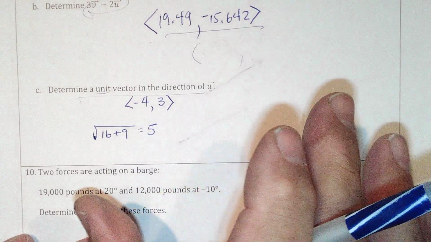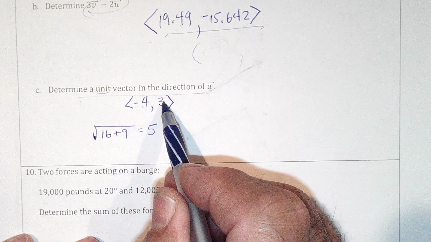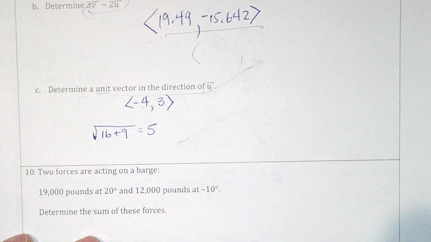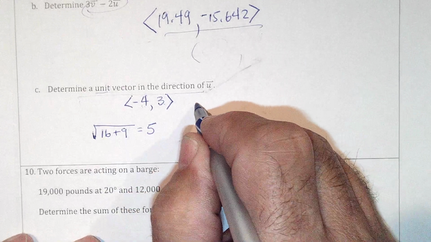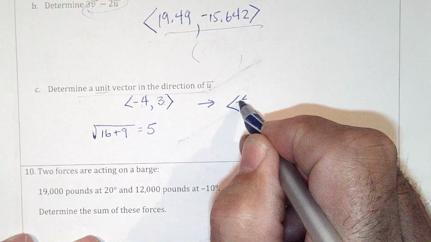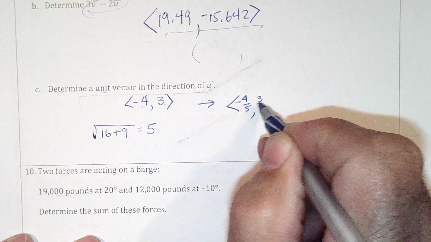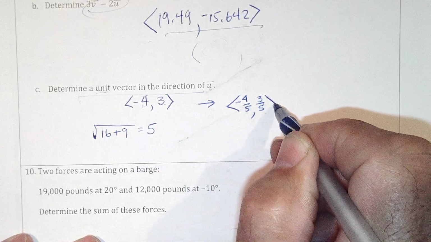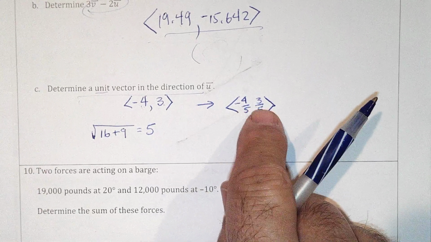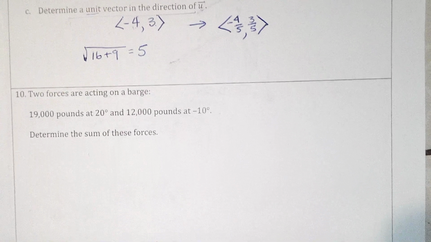So to make it only 1 unit long, I have to take 1/5 of this coordinate and 1/5 of this one. I have to divide both of them by the length. So I get a new vector that's 1 unit long. That's negative 4/5, 3/5. That makes it a unit vector. If I do that squared plus that squared square root, I'll get 1, making it 1 unit long.